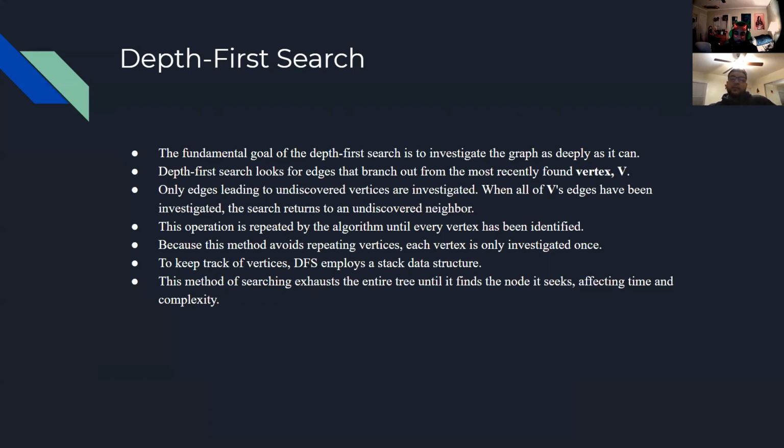This operation is repeated by the algorithm until every vertex has been identified. Because this method avoids repeating vertices, each vertex is only investigated once. To keep track of vertices, DFS employs a stack data structure. This method of searching exhausts the entire tree until it finds the node it seeks, affecting time and complexity. As you'll see later in the presentation, we added our little comparisons.